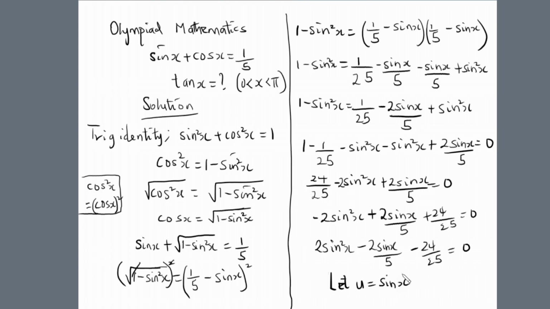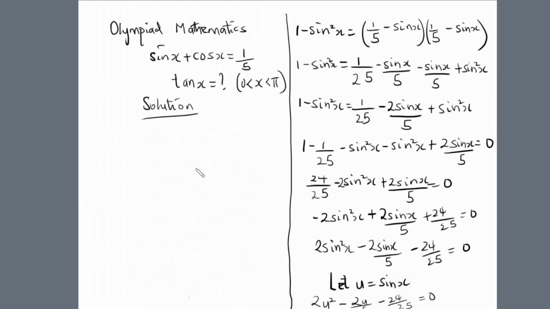If u is sine x, it means that I can write this as 2u squared, because now sine square x will be u squared, minus 2u over 5 minus 24 over 25 equals 0. So now this is a quadratic equation. We can use the quadratic formula to find our solution.